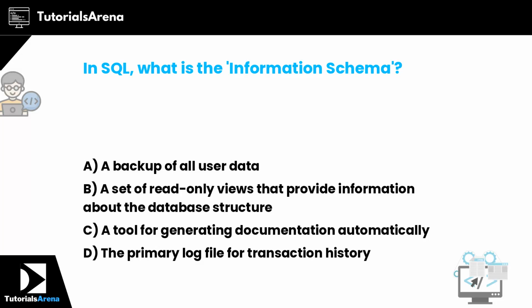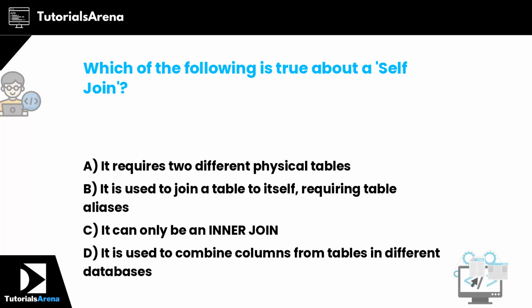In SQL, what is the information schema? Answer is B, a set of read-only views that provide information about the database structure. Which of the following is true about a self-join? Answer is B, it is used to join a table to itself, requiring table aliases.